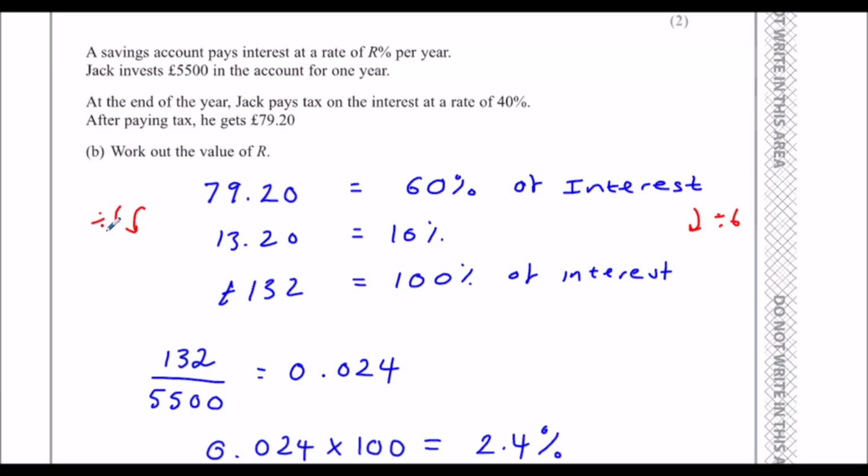And we can check our answer. So if we do 2.4%, or 0.024, times 5500, that's 132. And then times by 0.6 will be £79.20.